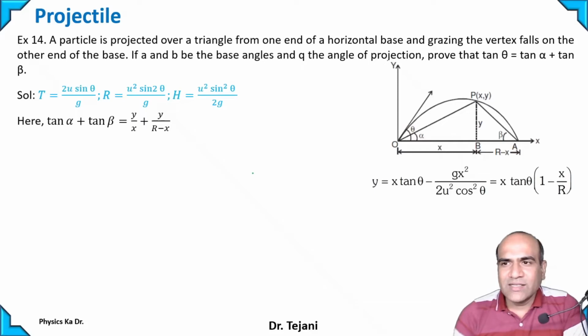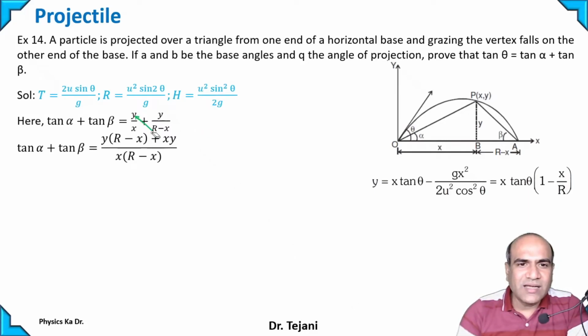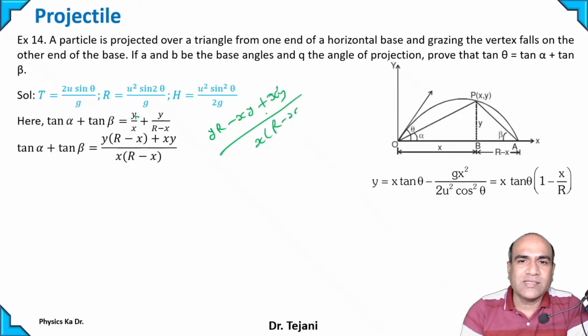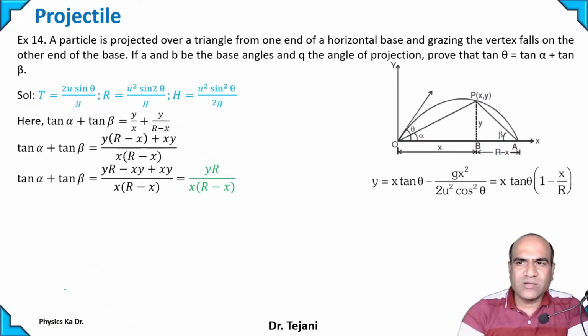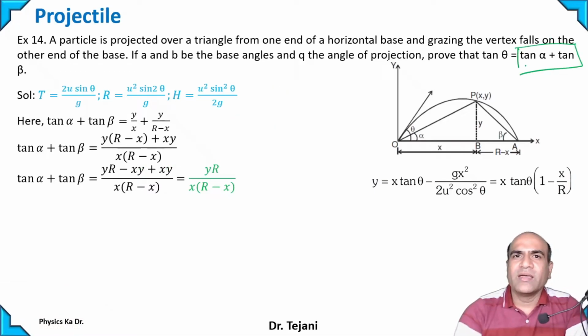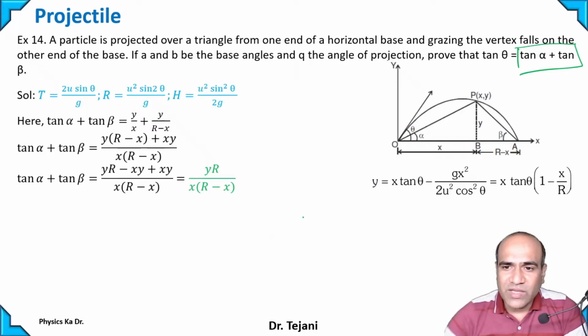Then what next? See tan alpha plus beta, we can just rewrite this. We can put here y multiplied by r minus x minus rx. Can we have y r minus x y plus x y divided by something, x divided by r minus x. So here it is to be cancelled and it becomes y r x divided by r minus x. So we got some relation for this side, tan alpha and tan beta, and is equal to tan theta. We have a very clear equation.